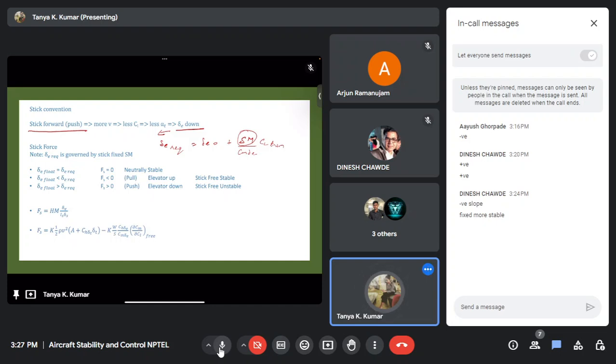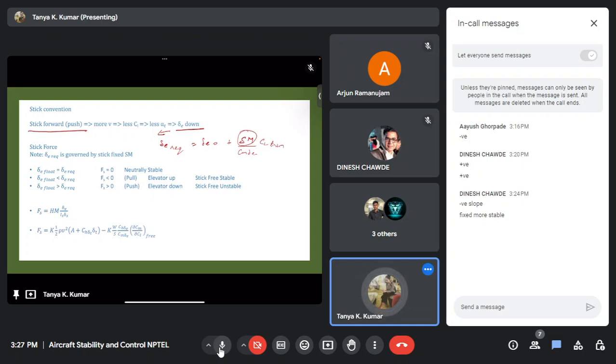Now if your elevator is floating at an angle less than the elevator required, you need to pull the elevator. When I pull the elevator, the stick force required is negative according to our sign convention. And third and final case, when the delta E float is greater than the one that's required, you need to push your elevator down and your stick force required is greater than 0 according to our convention.